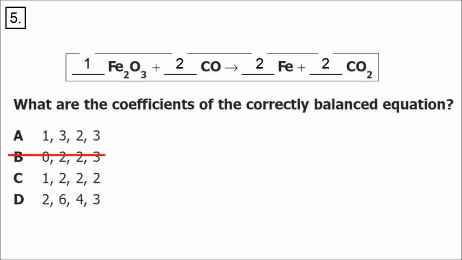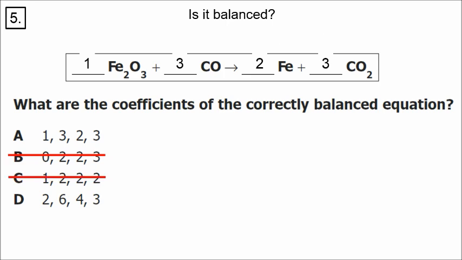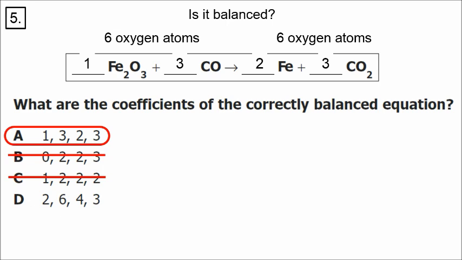The coefficients I have so far are 1, 2, 2, and 2, which corresponds to choice C. Is this equation balanced? Well, if we add up the oxygens on the left, we have 3 plus 2. And if we add up the oxygens on the right, we only have 4. So this is not balanced, so the correct answer is not C. Let's try A, 1, 3, 2, and 3. Is it balanced? Well, on the left we have 3 plus 3, so 6 oxygens, and on the right we have 3 times 2, so it is balanced in terms of iron, carbon, and oxygen, so A is the correct answer.